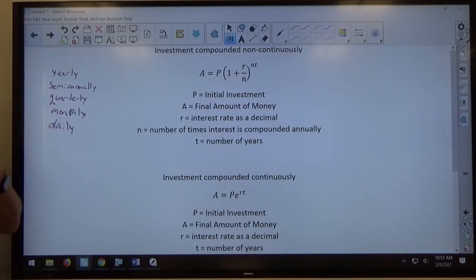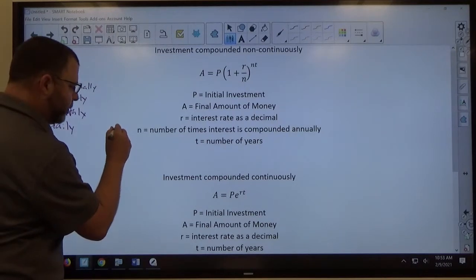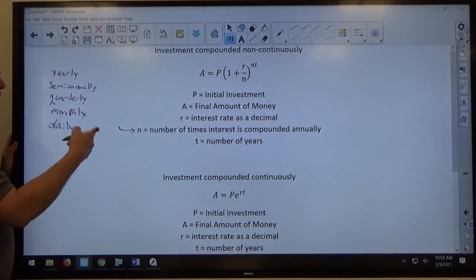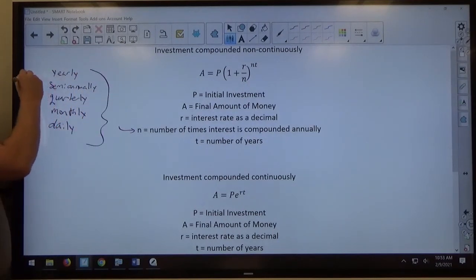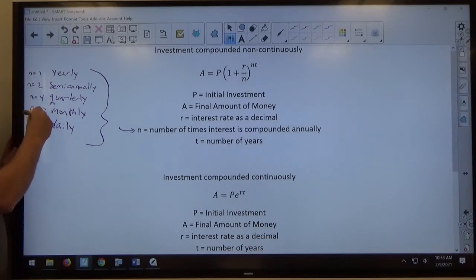Interest is compounded daily. So now the number of times it's compounded, that's affecting n. Yearly, n equals 1. Semi-annually, n equals 2. Quarterly, n equals 4. Monthly, n equals 12. Daily, n equals 365. How many days in a year, how many months in a year, how many quarters in a year, 4 quarters. Semi means half, so half a year, so twice a year.